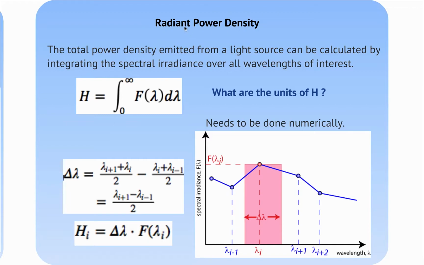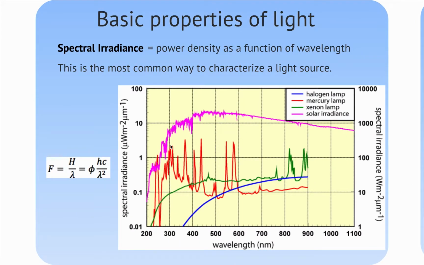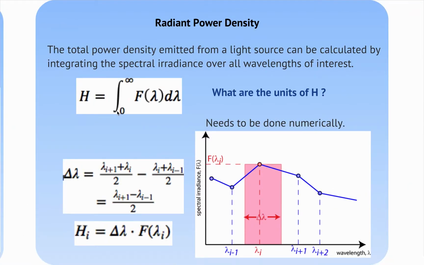The next term we need to understand is radiant power density. This is the total power density emitted from a light source, and this can be calculated by integrating the spectral irradiance over all the wavelengths of interest. So basically we take this curve and simply integrate it across the spectrum, which is the area under this curve, or any of these curves. So we take H and we integrate it from 0 to infinity, f of lambda d lambda. Let's think a little bit about dimensionality. What are the units of H?